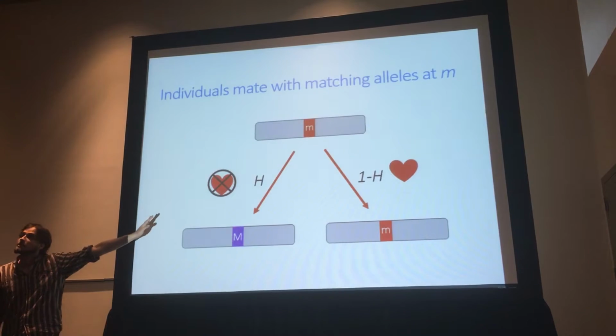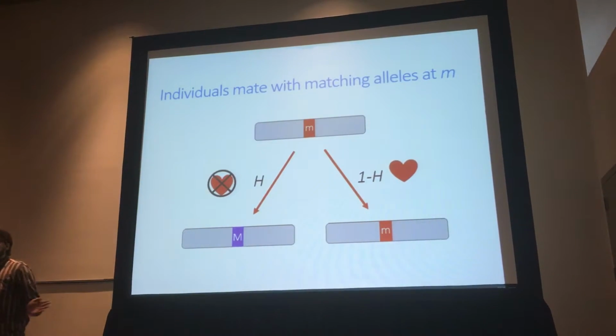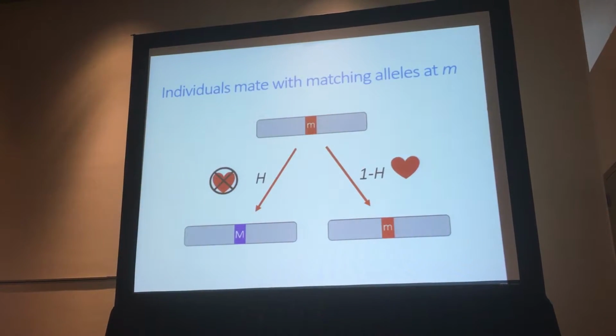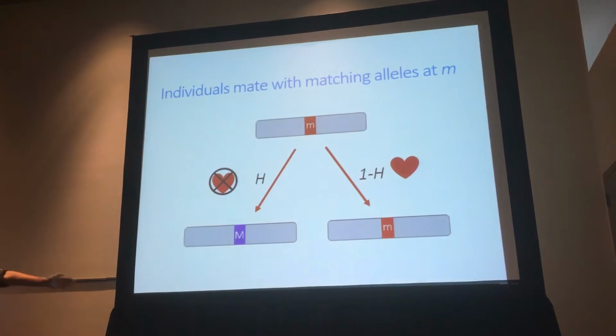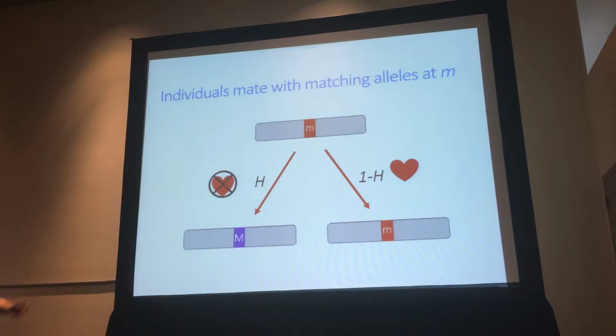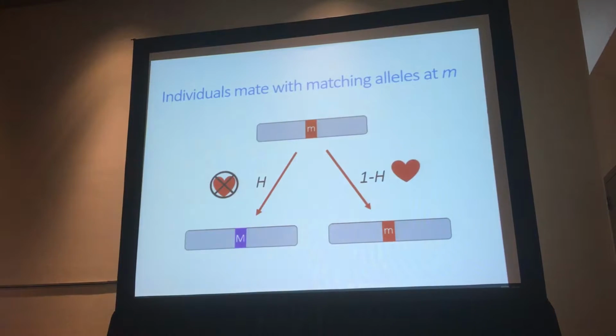If H is 0, there are no hybrids. That means everyone is going to mate with everyone who looks exactly like them. When H is a half, this allele essentially does nothing, and you're mating completely at random with respect to the locus.